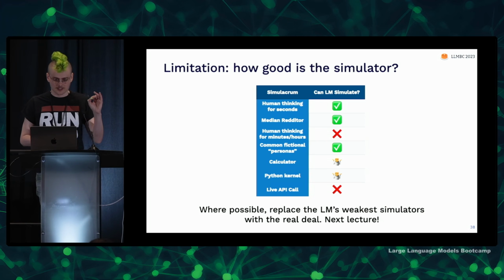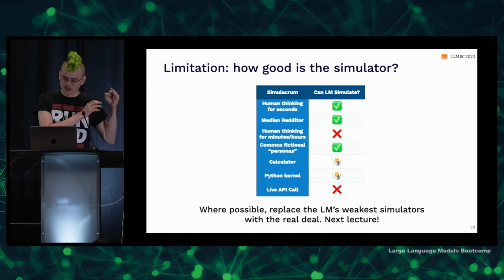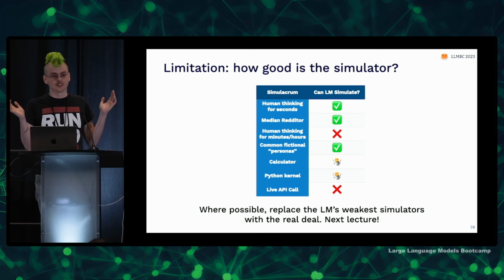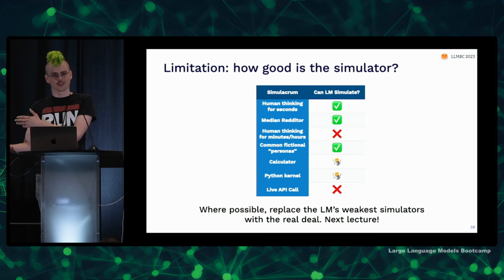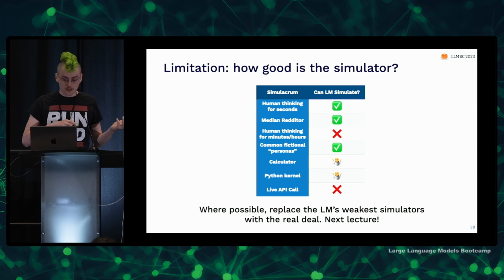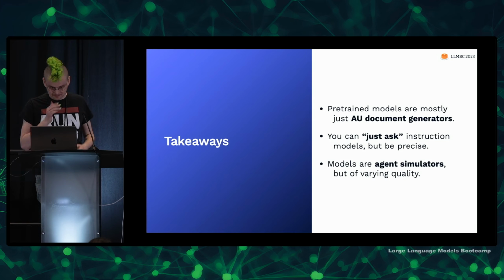So the key insight here is that whenever possible, you want to take the language model's weakest simulators and replace them with the real deal. That's going to be a focus in the next lecture after this one. Why simulate a Python kernel when you can just run it? Simulating a Python kernel approximately is great for writing code, but in the end, you can check the code by running it in an actual Python kernel to determine what it does. But for a human thinking for seconds, the best simulator we have besides language models is actual humans thinking for seconds, and that comes with a lot of extra baggage.